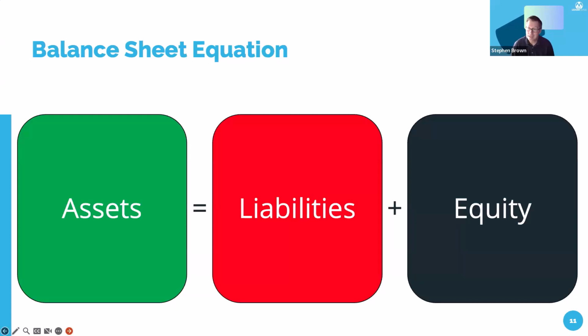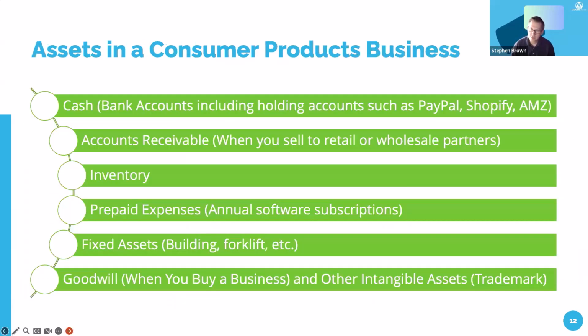Let's talk about what is in each one of these components. And I'm going to talk specifically about a consumer products business. Different industries might measure things slightly differently, but there are some things that are universal. For example, every business is going to measure cash or the bank accounts. And in the case of a consumer products business, you're also going to be looking at holding accounts such as PayPal, Shopify, Amazon, because they hold cash. One of the things that's always fun is when we get a new customer, we find you've got all this cash parked in there that hasn't been deposited. And it can just happen.